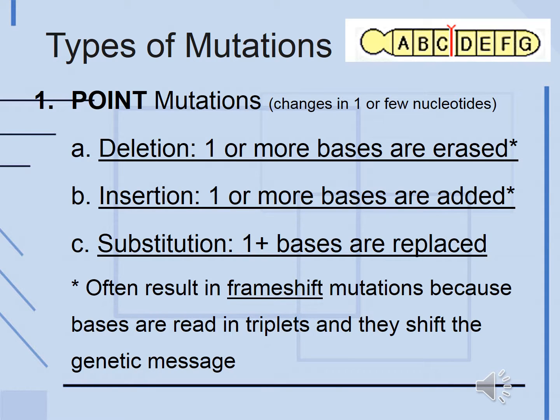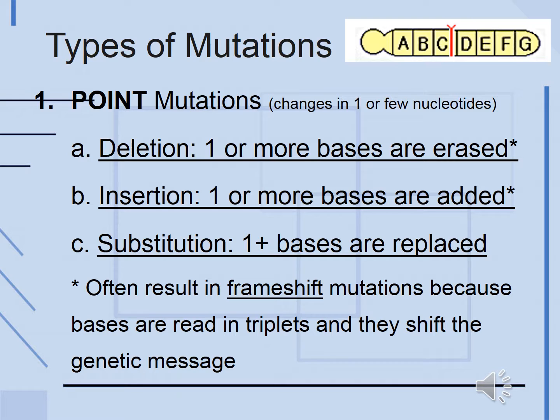So we have found several types of mutations. There are a few others than these three, but we're going to discuss three different types of mutations that we find most commonly and that cause many of the mutations that we see that cause disease in humans. Okay, so there's point mutations. They change one or more nucleotides. So that means in a single place on a chromosome, there's been some kind of change.